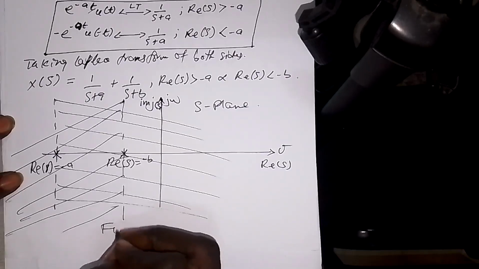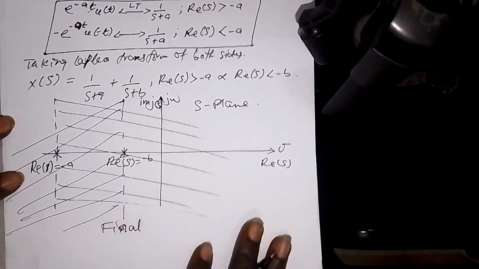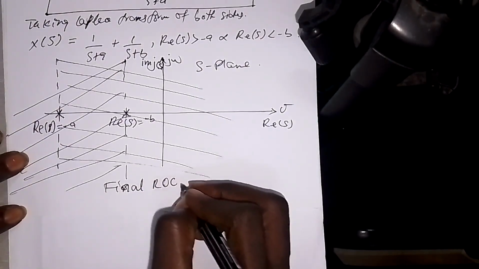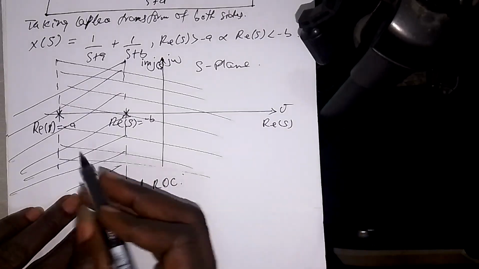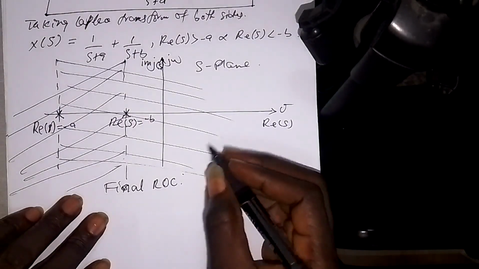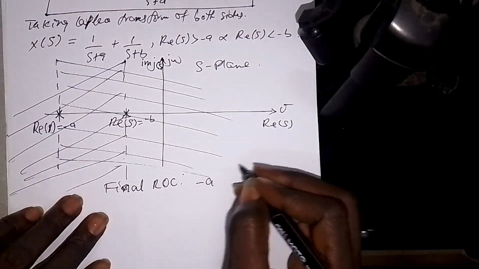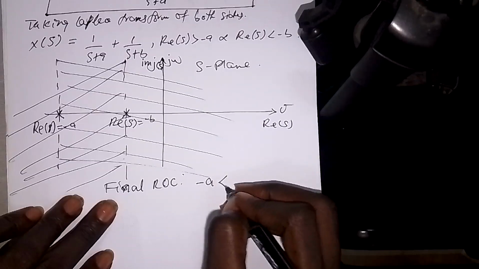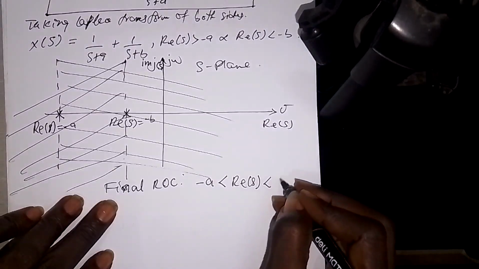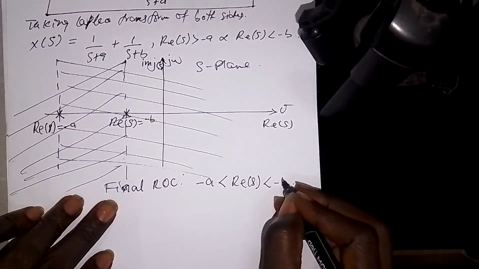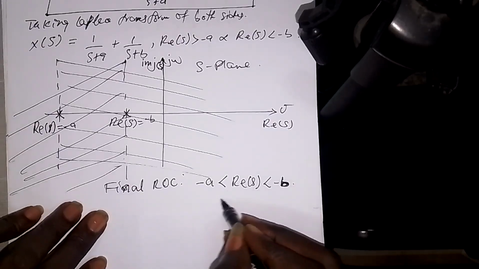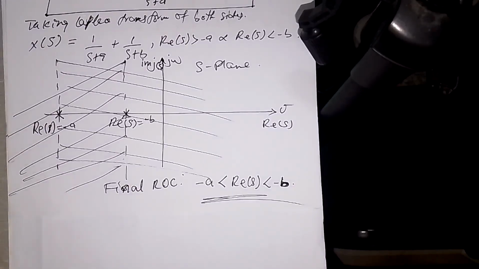What is my final ROC? The final ROC is going to be the intersection. Where is the intersection? From here to here. So that means minus a is less than real of s, which is less than minus b. This becomes our solution to this particular problem.